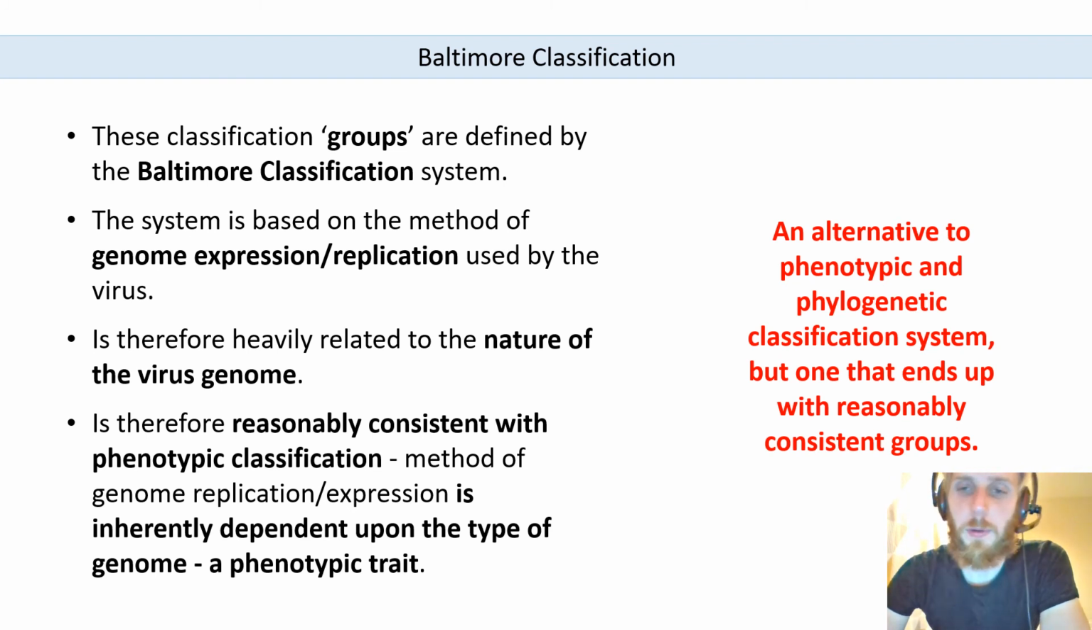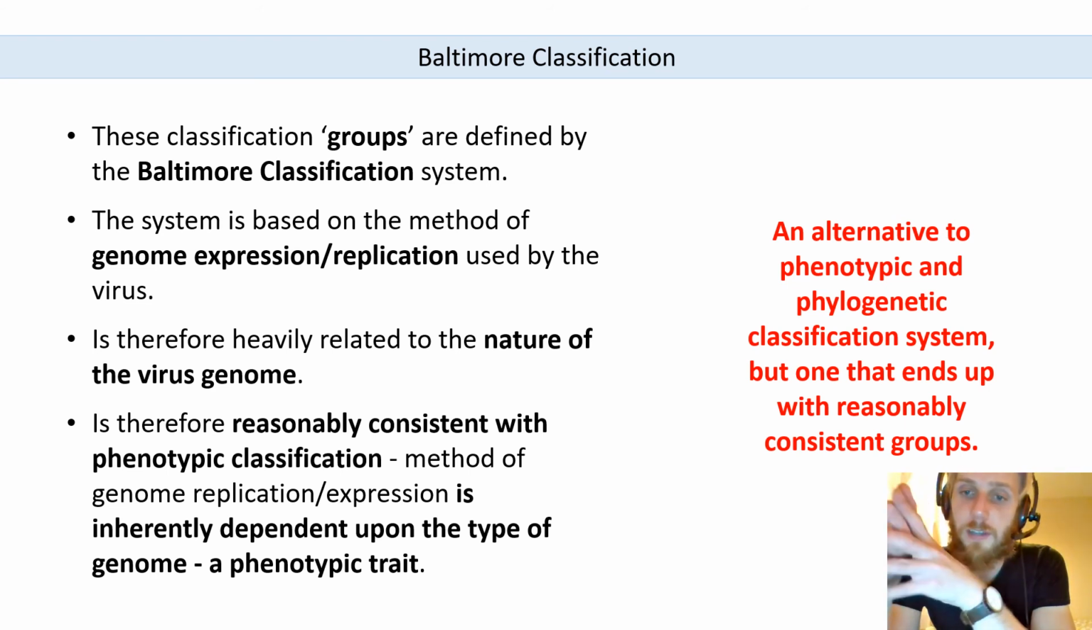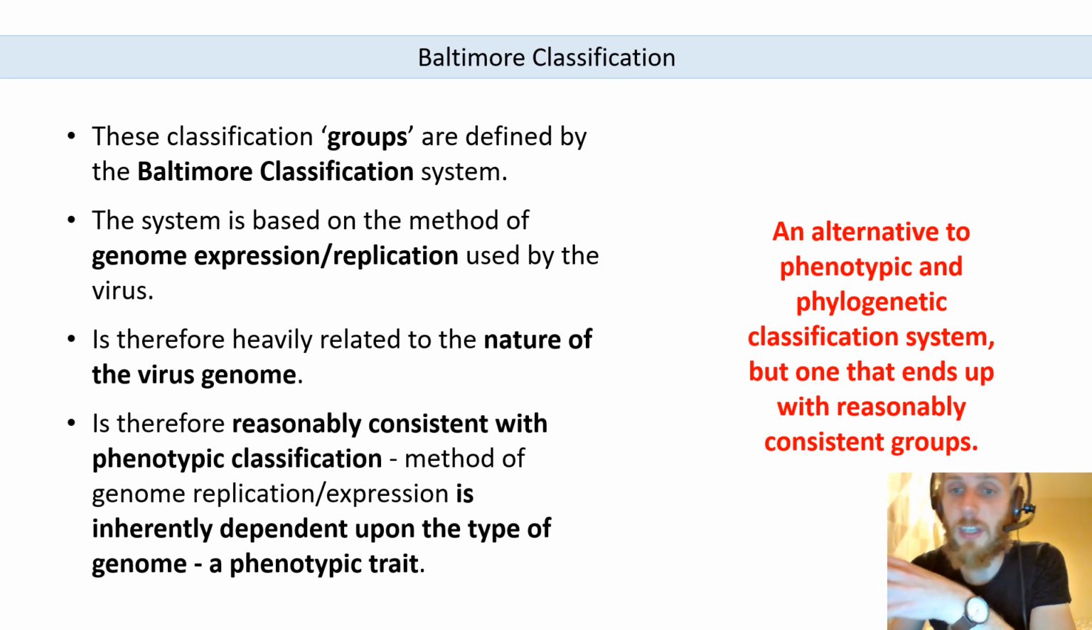So just a bit more information on the Baltimore classification. Baltimore classification essentially splits viruses into a number of different groups, and these groups are based upon the way each virus transcribes and translates its RNA. So the way it expresses its genome, I shouldn't say RNA, I should say genome, because some viruses have DNA genomes. So the way it expresses its genome, and also the way it replicates its genome.